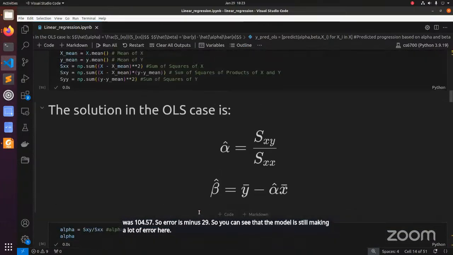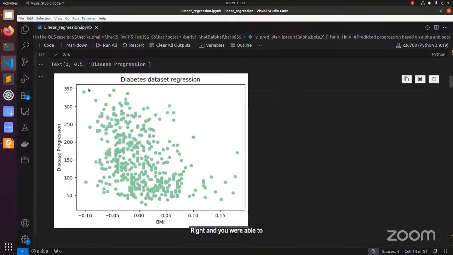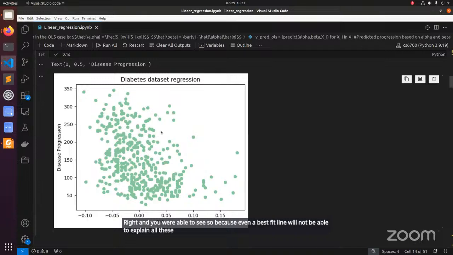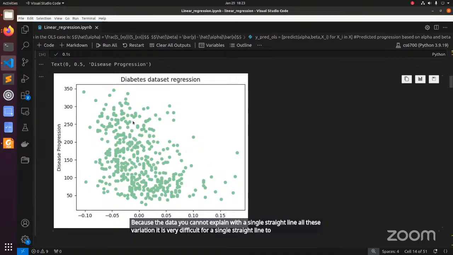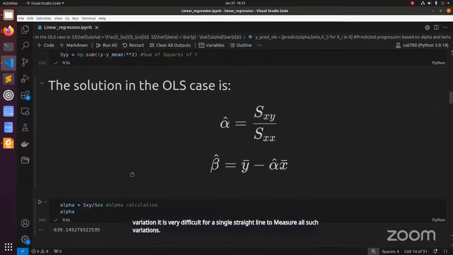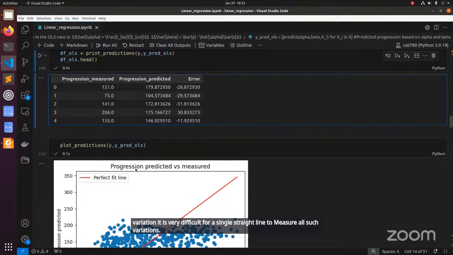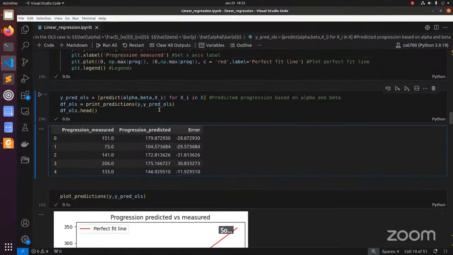And you were able to see so because even a best fit line will not be able to explain all these variations, because the data you cannot explain with a single straight line. It is very difficult for a single straight line to measure all such variations. Okay, so this is how it looks like.